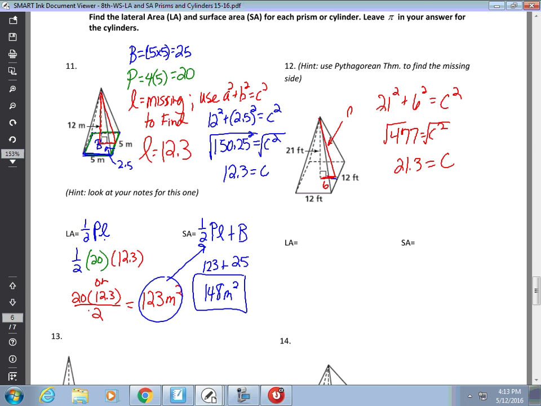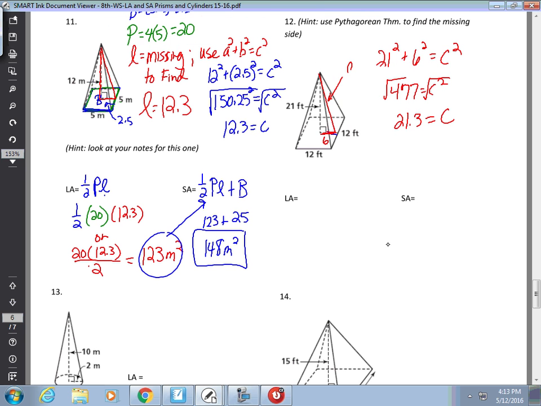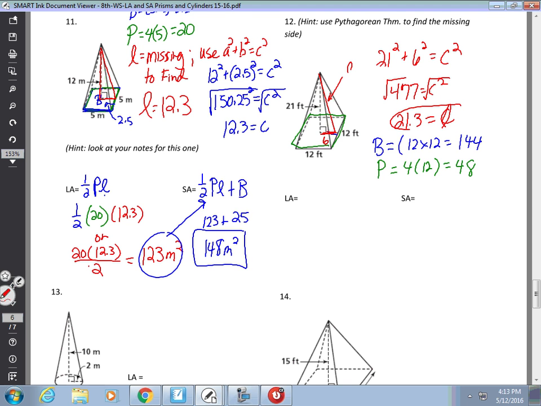So I'm just going to go straight to plugging it in. I know the formulas are going to be the same for each shape. So we need to find our B. Here our base is the 12 by 12, so that's 144. Let's find our P, our perimeter. That's the distance around. There's 4 sides. They're all 12. So 4 times 12 is 48. And our L is our C.